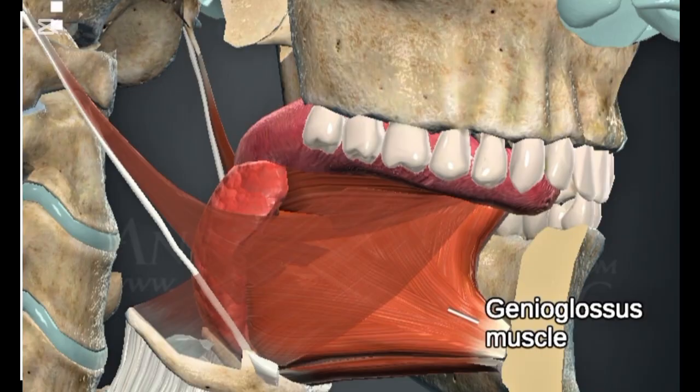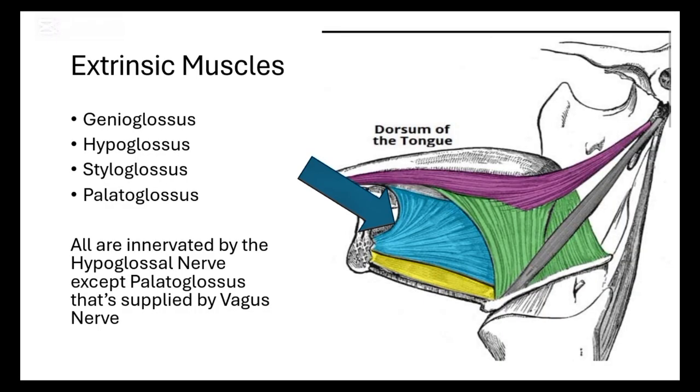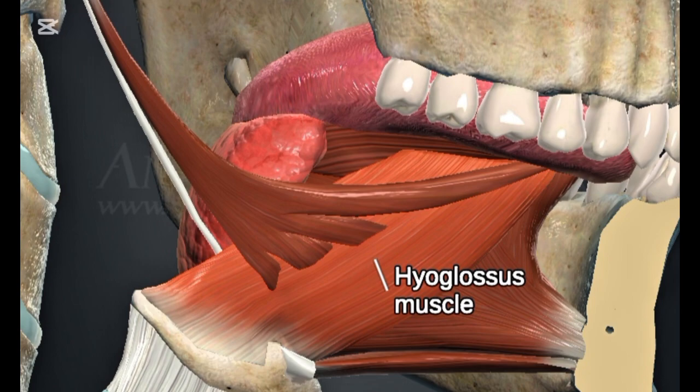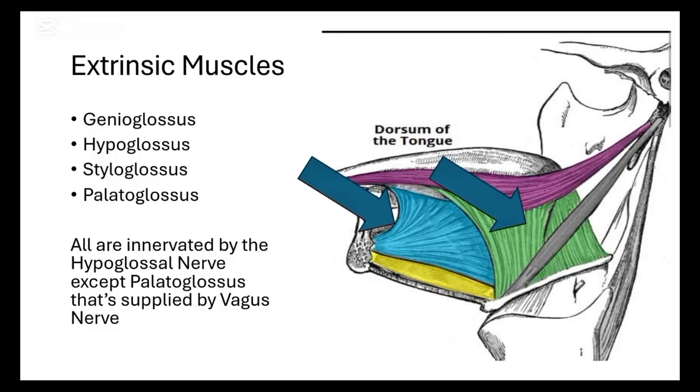Genioglossus, the largest extrinsic muscle. It arises from the genial tubercles of the mandible and inserts into the entire length of the tongue and the body of the hyoid bone. It helps in protrusion and depression of the tongue. Hyoglossus arises from the hyoid bone and inserts into the lateral aspect of the tongue. It assists in depression and retraction.